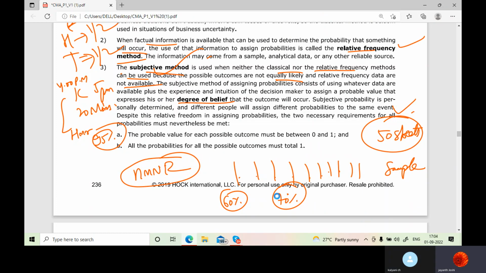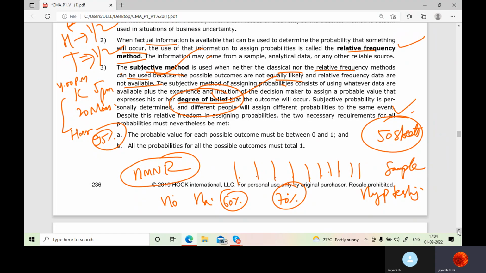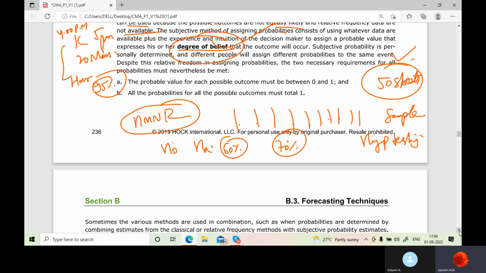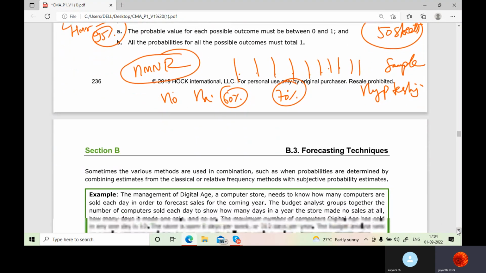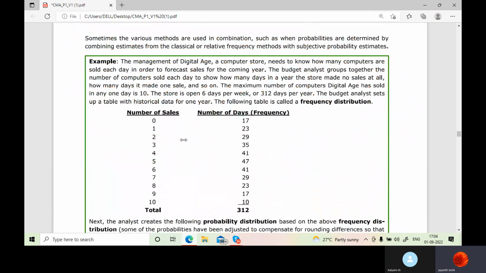So based upon their research, they are trying to draw a conclusion. That is the degree of belief. This is used much in hypothesis testing, null hypothesis and alternative hypothesis. You don't have all this, but it works there much more, this subjective method. Personally, you are trying to do a survey and trying to assign probabilities. So here there is a frequency distribution, very simply understood.